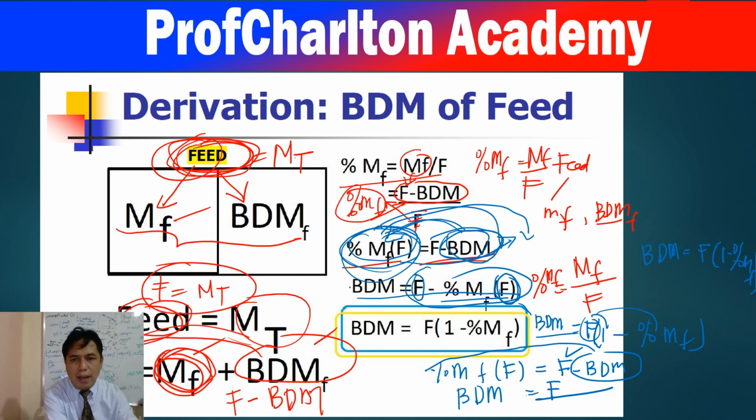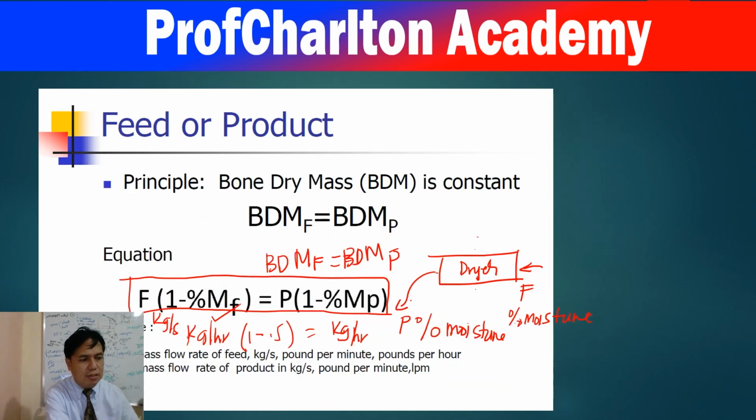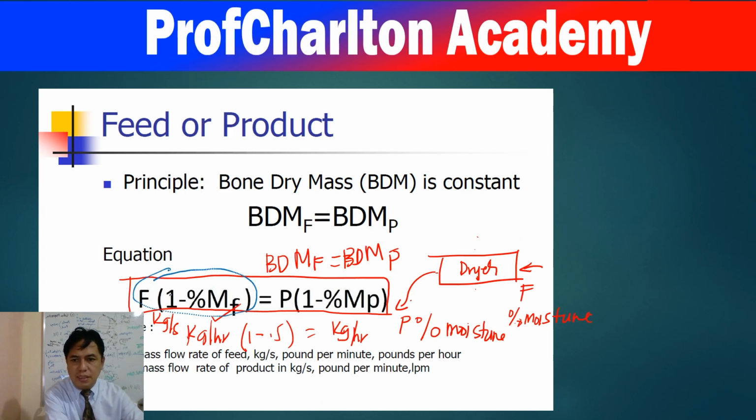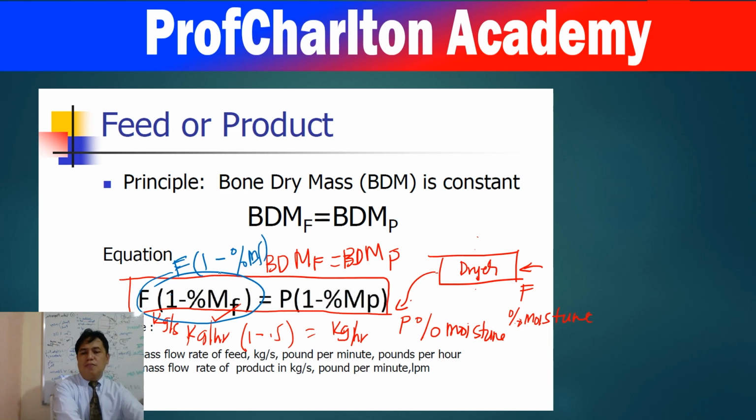Okay, so going back, here is this, right? F, this one. Let me encircle this. So F times 1 minus percent MF, meaning the mass flow of the feed is multiplied by 1 minus the percent of the so-called moisture content. So this is the feed, and this is the product.